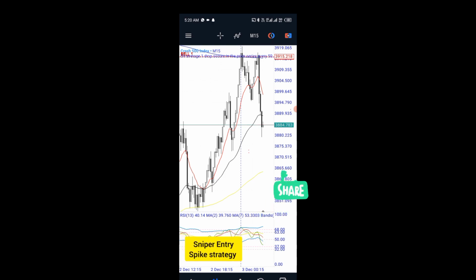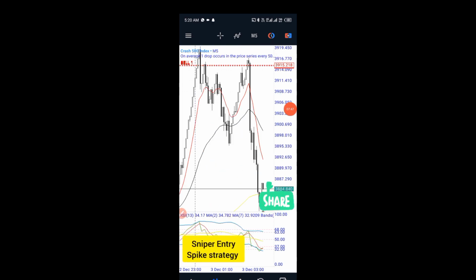I'm going to be sharing the settings now. Let me share the settings of the indicator, because I don't want the video to be too long.